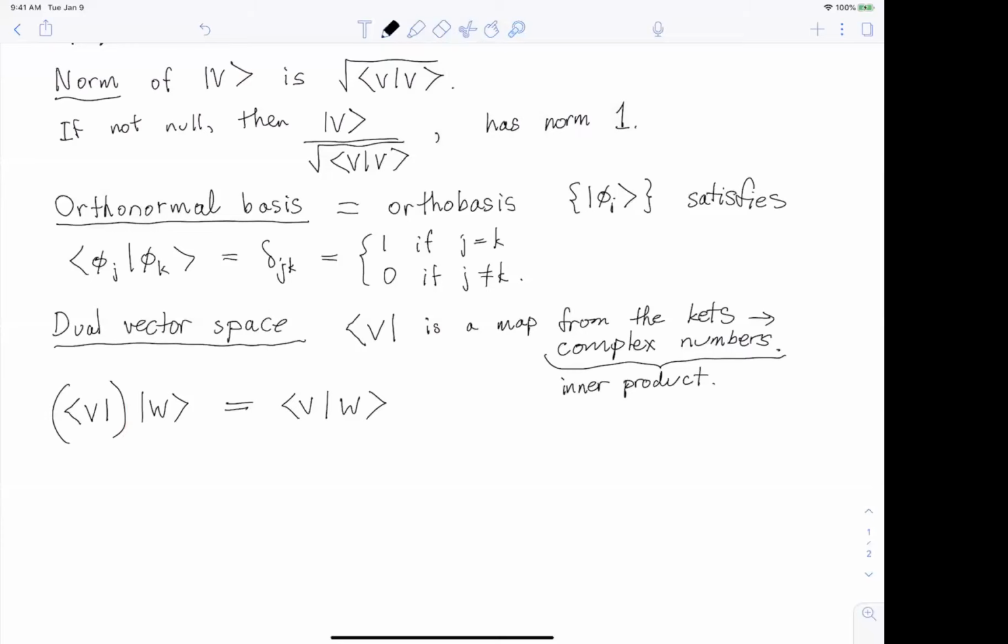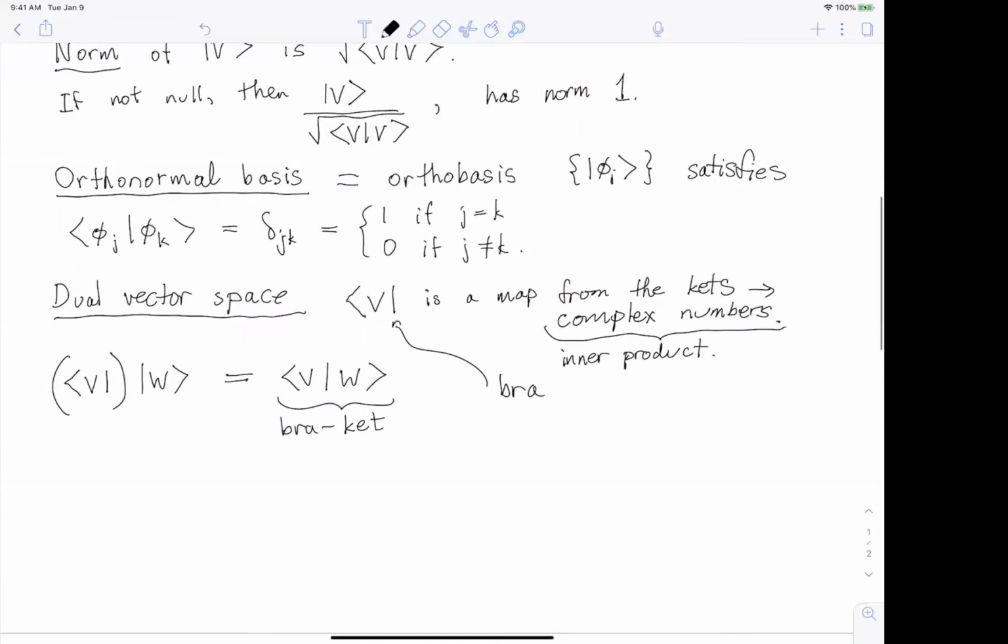And so, by the way, these are given the name bra as opposed to ket. And so it's sort of a joke, because then the bracket is the bra combined with the ket, like we've written there. Okay, so I'm not going to prove it, but it's actually, I think, not too hard to prove, if we really wanted to, that the dual vector space is also a vector space.